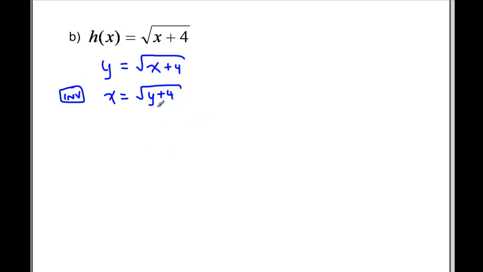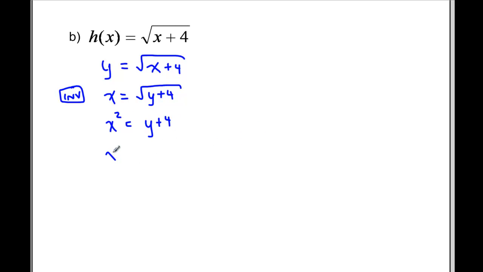To try to get y by itself, my first move is I need to get rid of this square root, so I need to square both sides. So this will be x squared equals y plus 4, because the squared on this side just gets rid of the square root function. And then I need to move the 4 over to the other side.